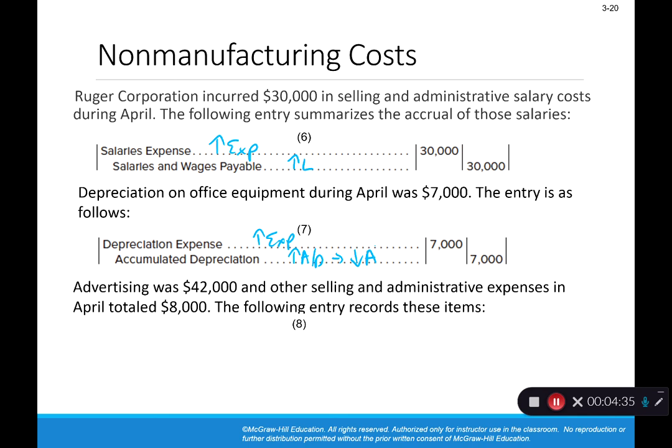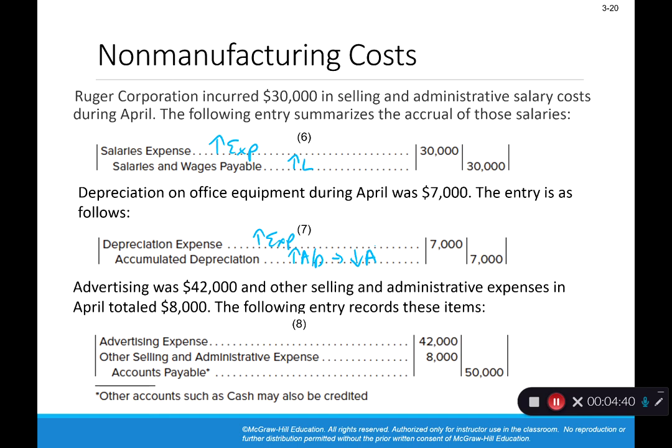Advertising was $42,000 and other selling and admin were $8,000. So we'll pop those expenses on. Advertising expense goes up with the debit. Other selling and admin expense goes up with a debit. And then our liability goes up if we paid for those on account, or cash would go down. Either way, you'd end up crediting accounts payable or cash. Depends how the question is phrased.